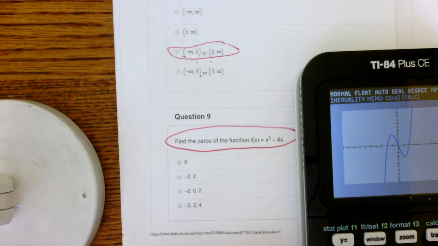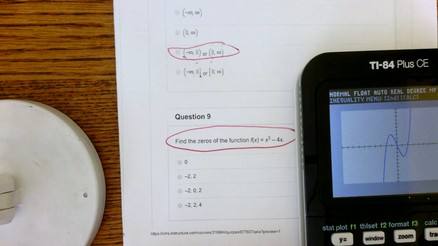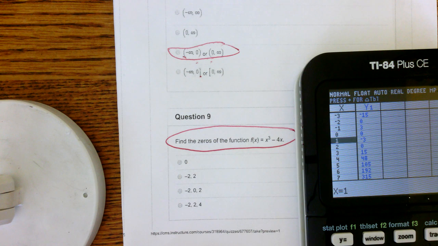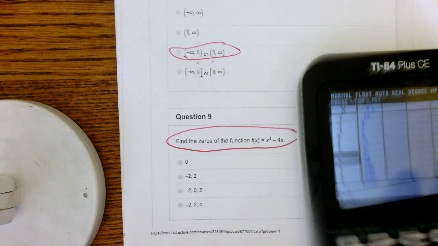I'm going to first go to the table because if they're there and they're integers, then we are done. And we got all 3 because the most we could have is 3. So we could see here that it's -2, 0, and 2.